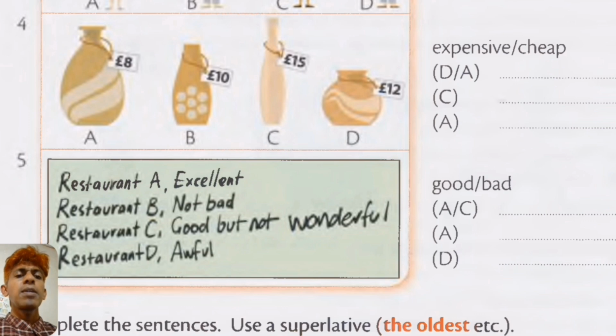Okay, D is more expensive than A. Okay. C is the most expensive. A is the cheapest. Okay.